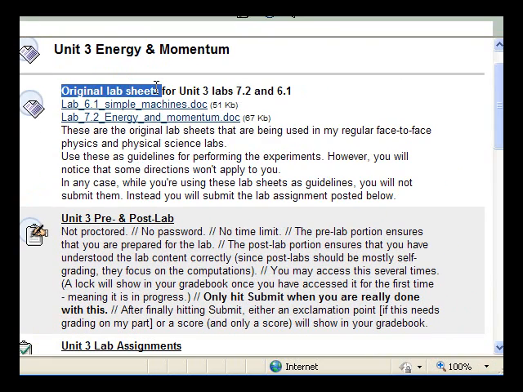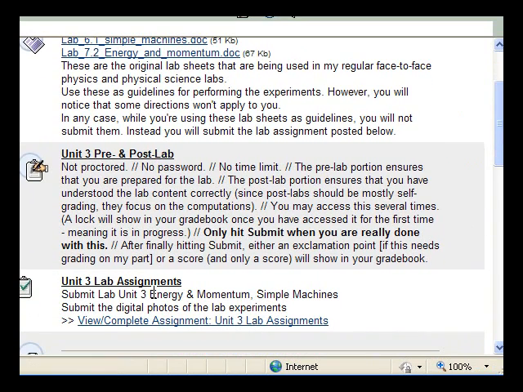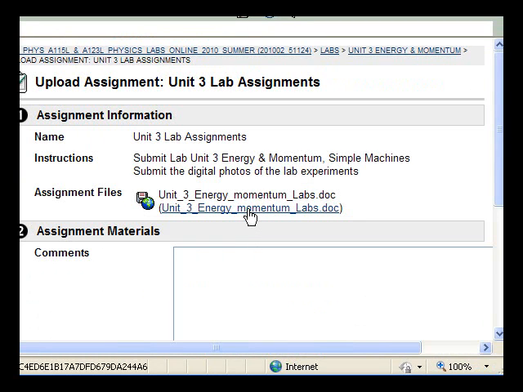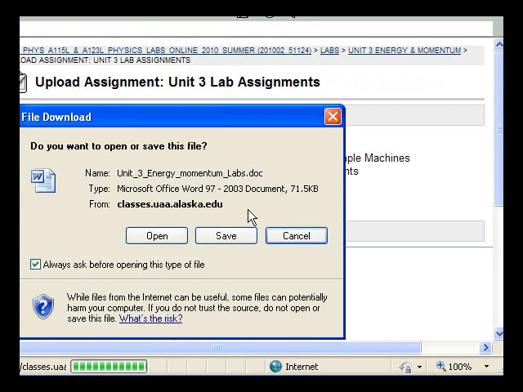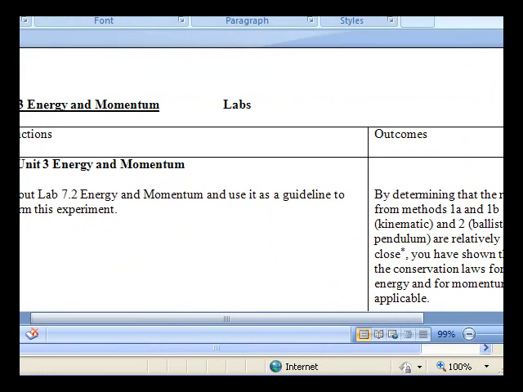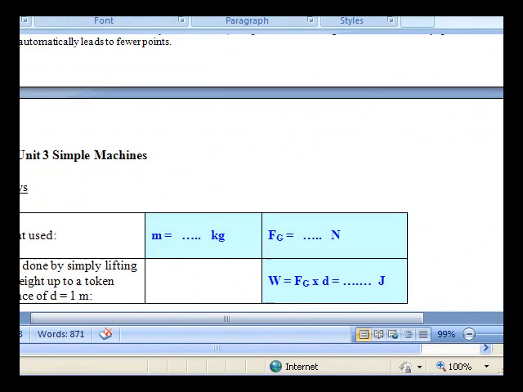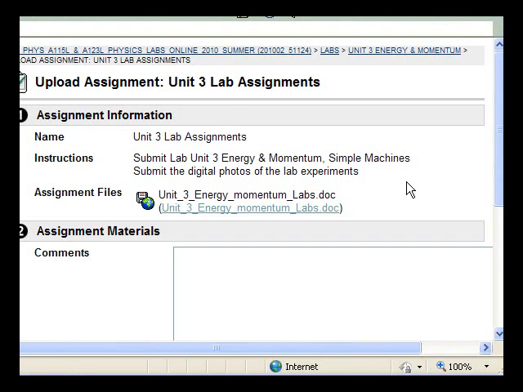One of them are original lab sheets. I'll point to that in just a moment. Pre and post lab, and then lab assignment. The lab assignment is actually right here as it suggests, and this is the sheet that you need, and this is the way it looks like. Should be coming up here in a moment, hopefully. Okay, there it is. So this is how the lab sheet looks like. This is what you have to fill out and hand in.